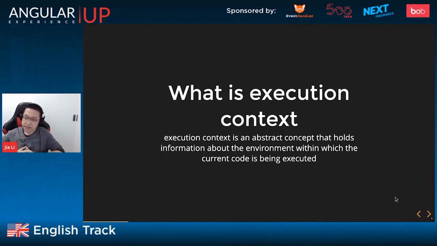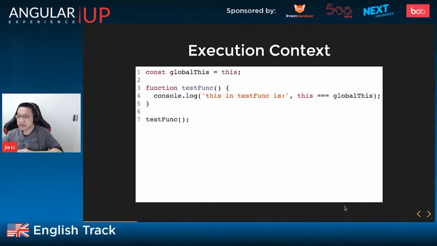And what is the execution context? In the JavaScript world, execution context is a concept that holds information about the environment within which the current code is being executed. Let's make a very simple JavaScript 101 sample to explain in detail. Here we have a function, and when we execute this function, there will be an execution context. We can access the JavaScript keyword this to get the information of the context.